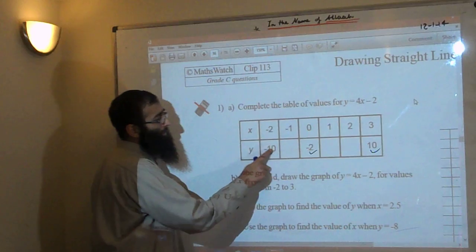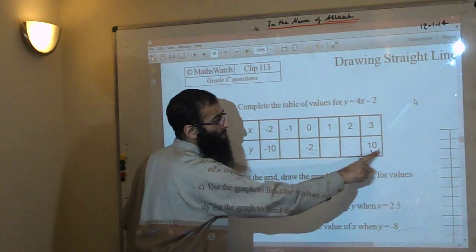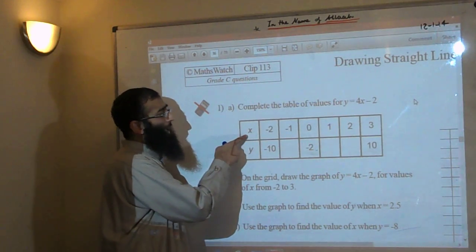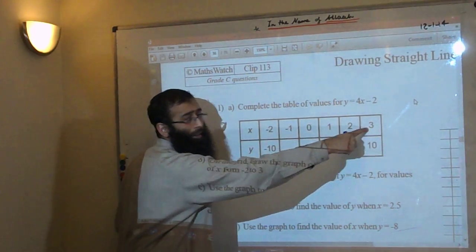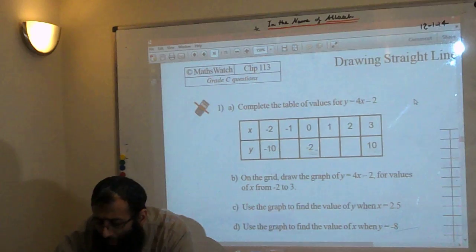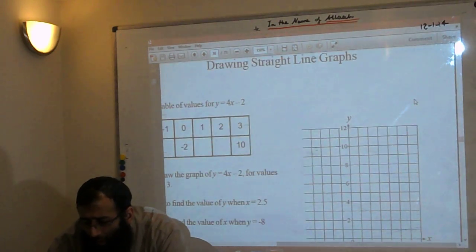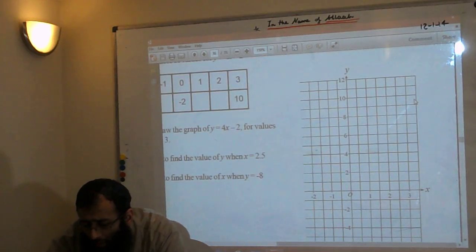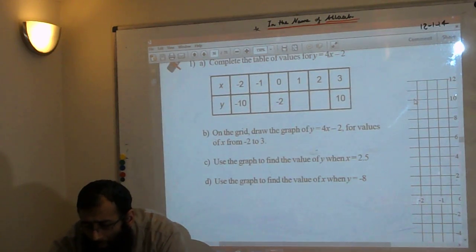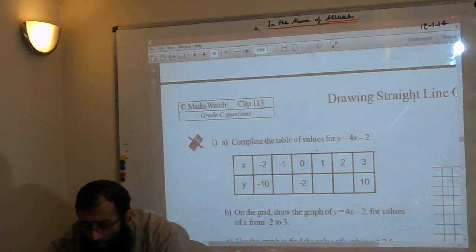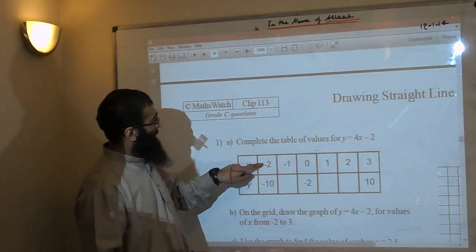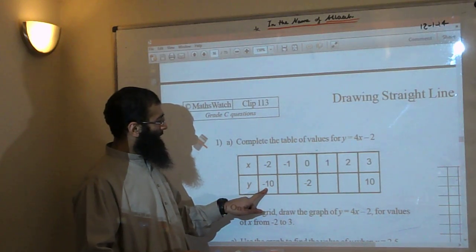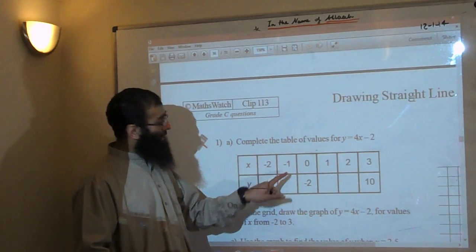Okay, Layla, here's our table. Now, we have here x values from minus 2 to 3. Let's quickly show you the graph now as well. Here's the graph, minus 2 to 3. Okay, let's go back. Now, when x is minus 2, y has been given as minus 10. When x is minus 1, that's what we need to work out.